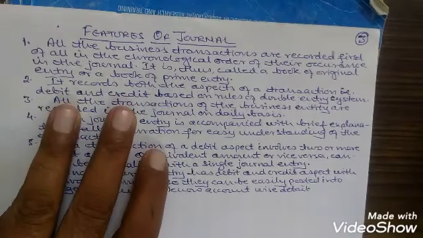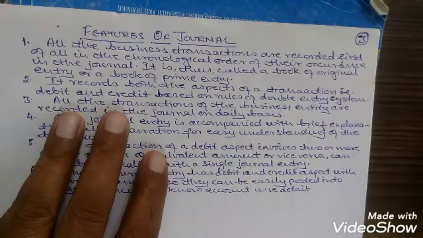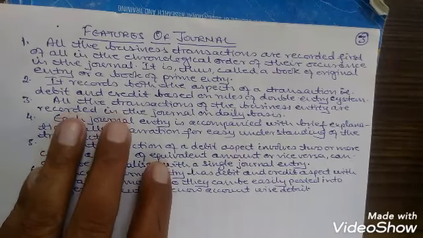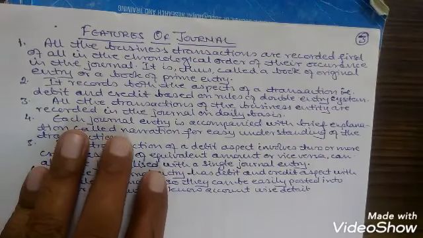Second, it records both the aspects of a transaction, that is debit and credit, based on the rules of the double entry system. Both the debit aspect and the credit aspect are recorded in the journal, and the rules of the double entry system are thoroughly followed to do so. Third, all the transactions of the business entity are recorded in the journal on a daily basis. यानी कि एक हफ्ते का इकट्ठे लिख दी, daily basis.